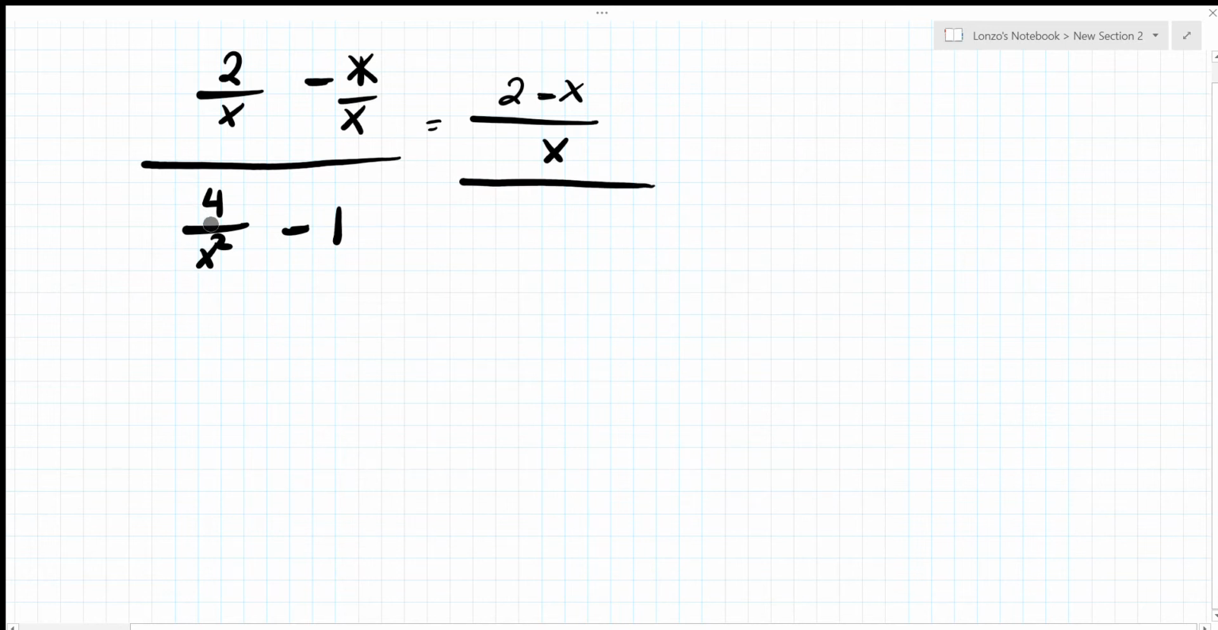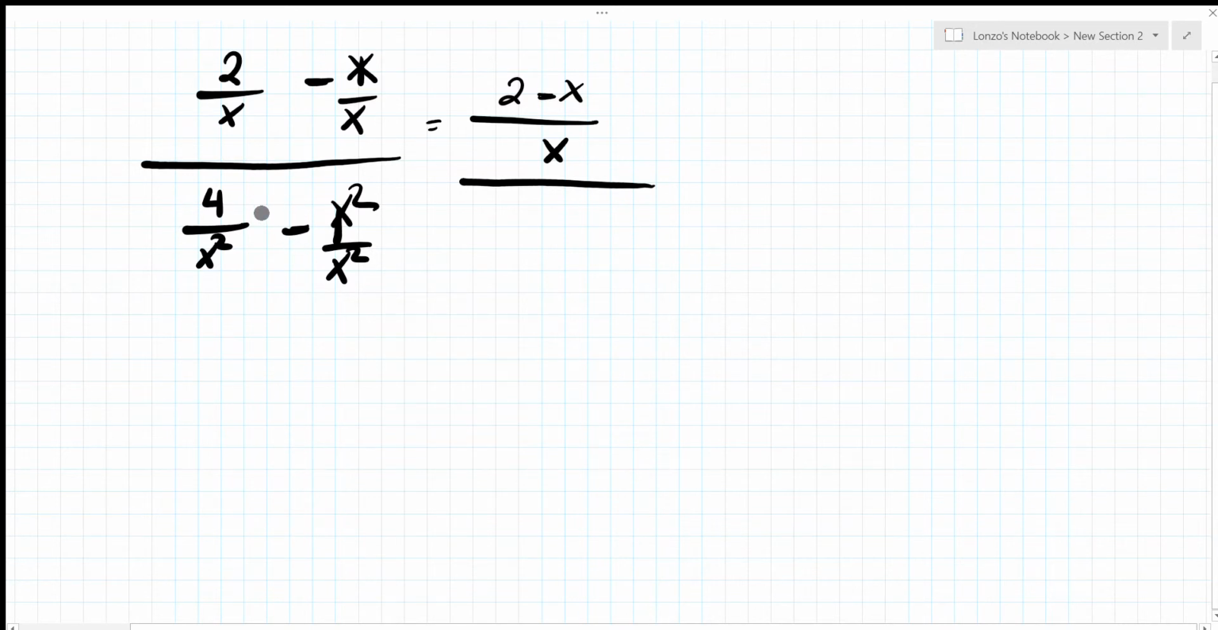Now let's simplify the denominator. We have 4 over x squared minus 1. We are subtracting fractions, so we need a common denominator. So this 1, we can rewrite it as x squared over x squared, because we need a common denominator, and x squared over x squared is the same thing as 1.